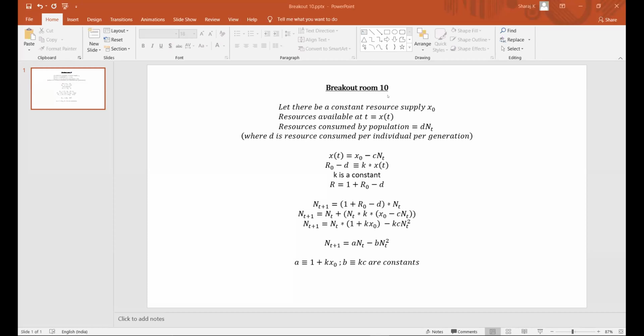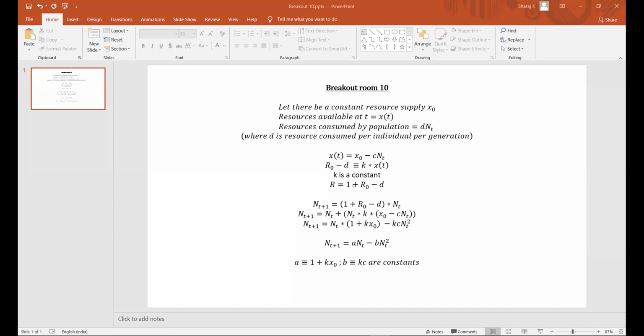Yes, I can. So we decided to model the resources first. We take a constant supply x naught and a consumption that's dependent on the population. So we have the resources present at time t equals x naught minus some constant into nt. And then we try coupling this with the population itself. We took r naught minus d, which was the earlier rate, the rate of birth minus the death, depending on the resources available, that is k into xt.